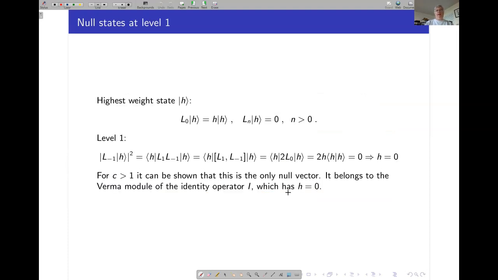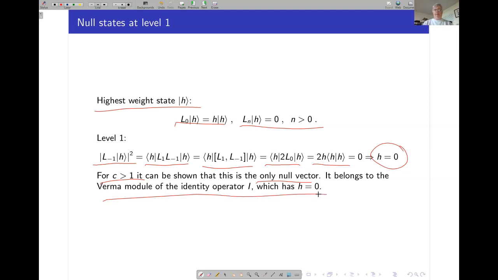As an example, let's look for null states at level 1. We take a highest weight state of weight h. This is an eigenvector of L_0 and annihilated by the L_n's with positive n. Then we can compute the norm of the level 1 descendant. We write this as a scalar product. Then we use the property of the state h to replace this by the commutator. Then we can use the Virasoro algebra. And then we use this as an L_0 eigenstate. And we see this state can only be 0 if the weight of the state is 0. For conformal field theories with c larger than 1, this is the only null vector. And it belongs to the Verma module of the identity operator, if you want to place it.